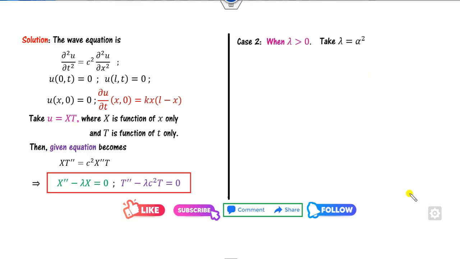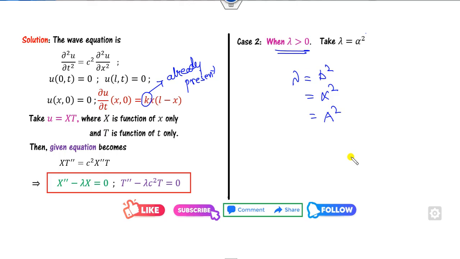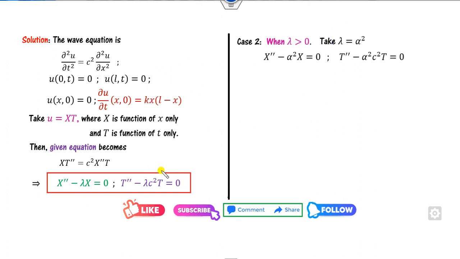Look at the second case, when lambda is greater than 0. In the last example I took lambda equal to k square. In this example I have taken lambda equal to alpha square. Why? Because you can see k is already present in this statement, so I have to use some other symbol. You may use lambda equal to b square, a square, or capital A square as per your convenience. Once I take lambda equal to alpha square, I can substitute the value of lambda in these two equations and then find the solutions.